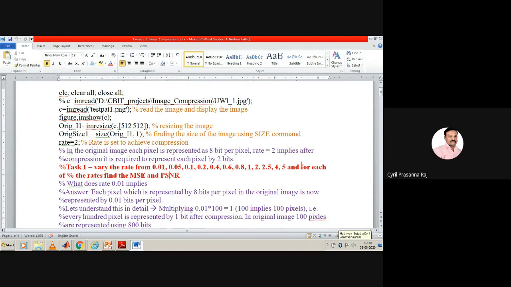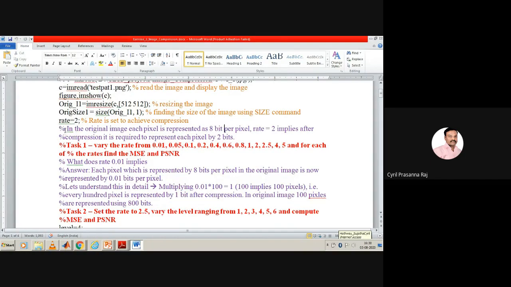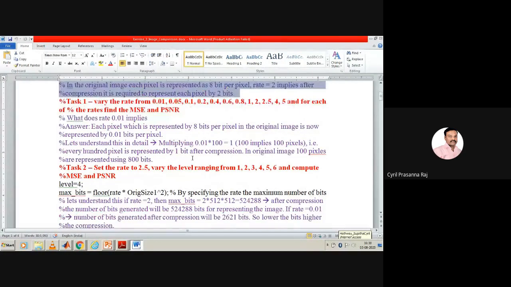If it is 5, what is mean square and PSNR? You have to prepare a table. That is task 1. Then I will also explain to you what is meant by rate and how it is rated. If at all you have doubt, you can ask me later.